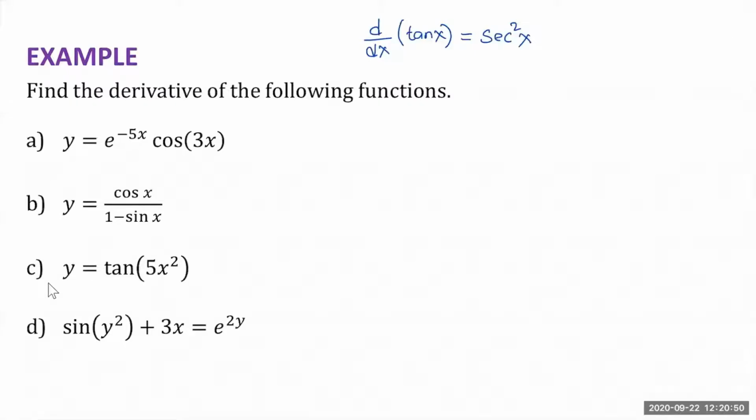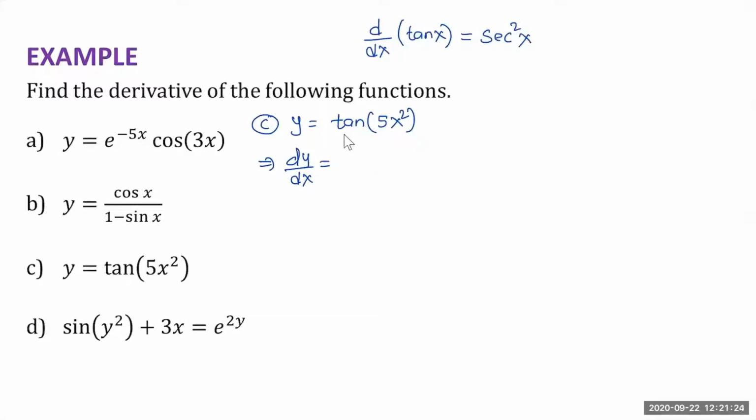Part C, we have y equal to tangent 5x squared. We have to find the derivative. dy over dx is equal to, when you find the derivative of this one, this is not just tangent x, but it is tangent 5x squared. Your inside function is 5x squared and the outside function is tangent x. So this is a composite function, and if it is a composite function, we have to use the chain rule.